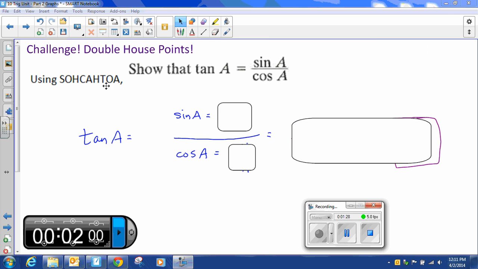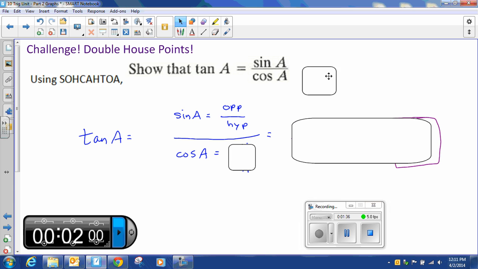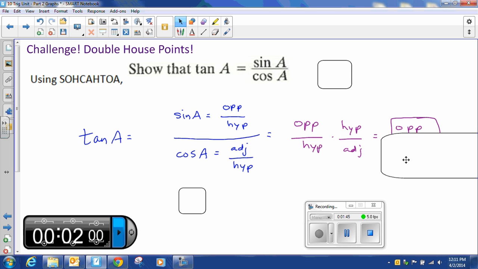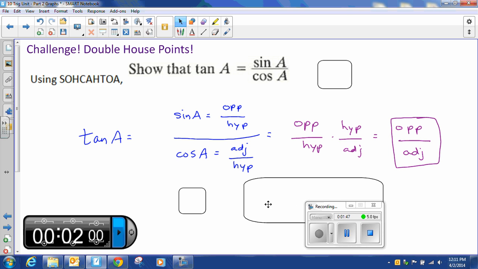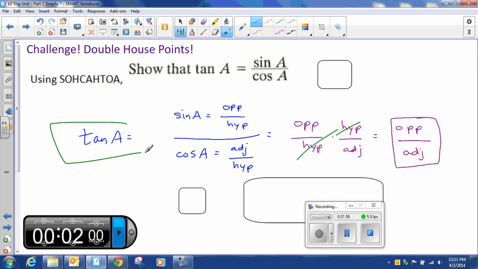So we're going to use SOHCAHTOA to prove why tangent equals sine over cosine. Because if you remember, sine is really opposite over hypotenuse. Cosine is really adjacent over hypotenuse. So if you flip these two fractions, the hypotenuses cancel out with each other, and you're left with opposite over adjacent, which is truly what tangent is.